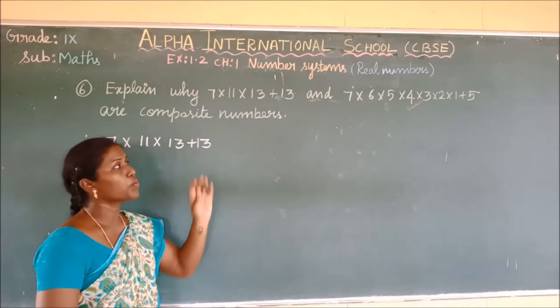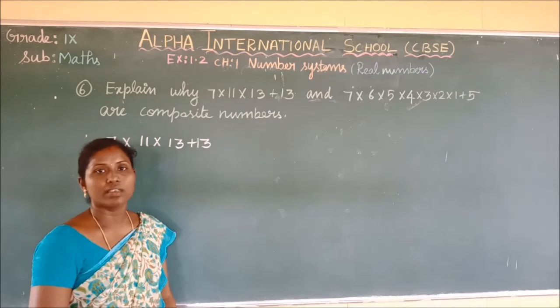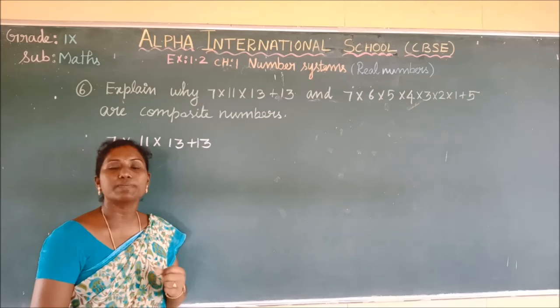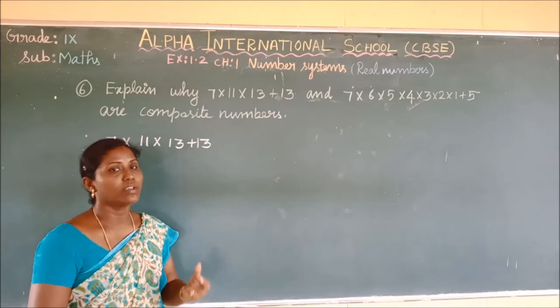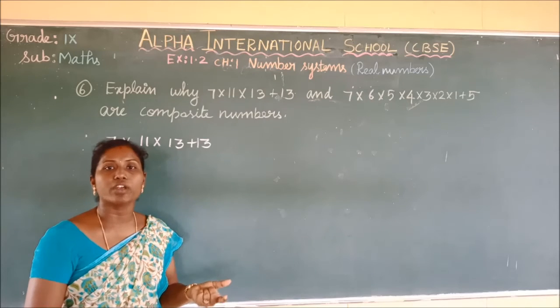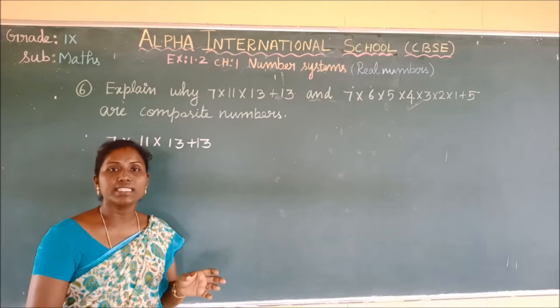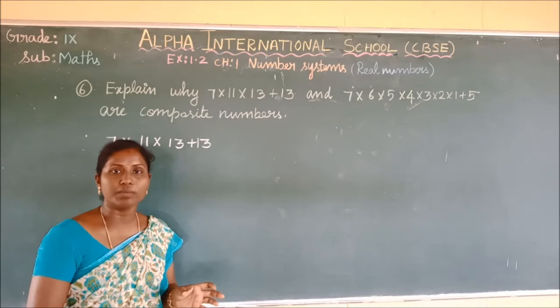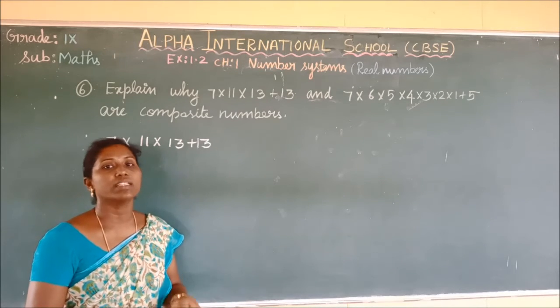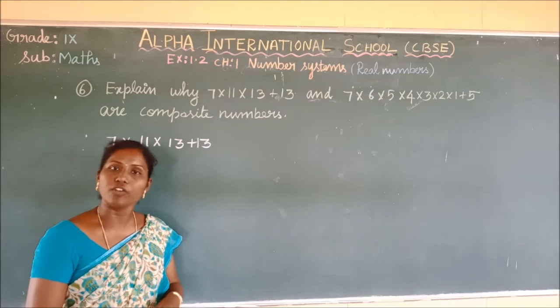We have to say why they are composite numbers. What is the fundamental theorem of arithmetic? Every composite number can be expressed as the product of primes. So, if we write the given two numbers in the form of a product of primes, surely it is a composite number. So, we are going to check whether they can be written as a product of primes.